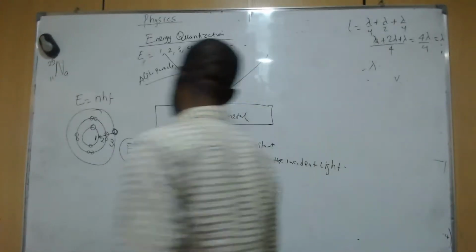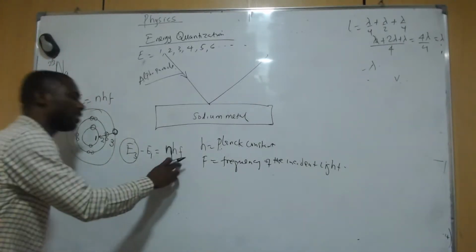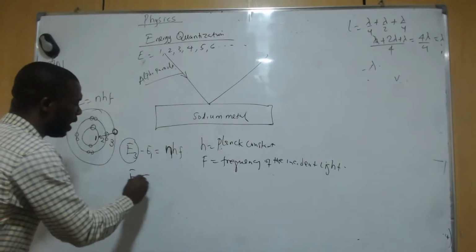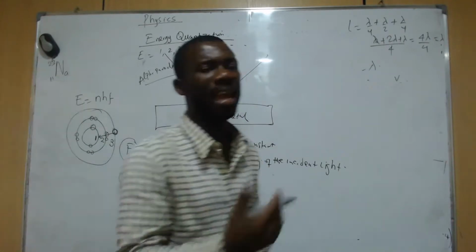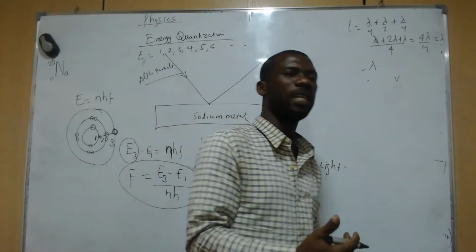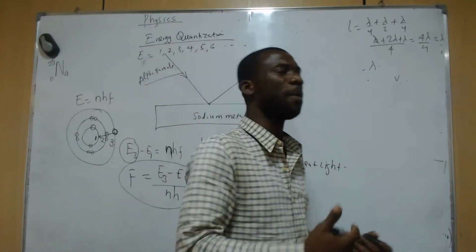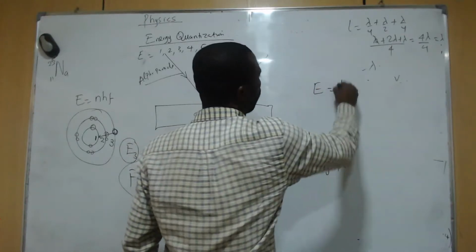So in that case, we can be told to calculate the frequency of the incoming light. So the frequency of the incoming light will be E3, which is the energy level at the upper state 3, minus E1. The energy which an object gives out when sufficient light of a frequency falls on it is given as E is equal to hf.